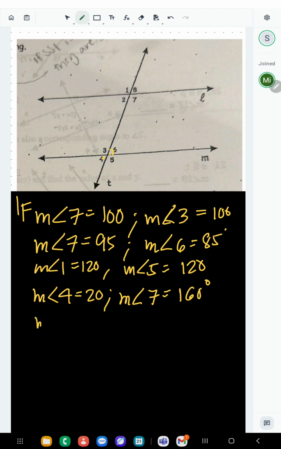Then, if the measure of angle 3 is 140 degrees, what is the measure of angle 1? So angle 4 and angle 1, what's the relationship? Exterior. Yeah, so what would be the measure there?